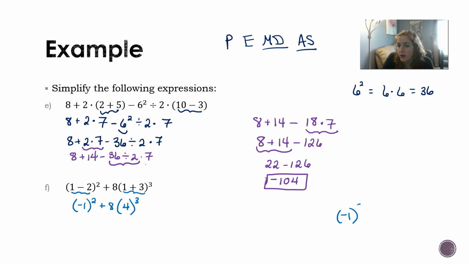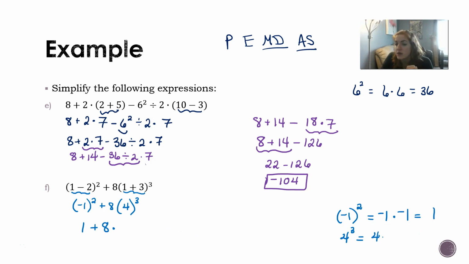So negative 1 squared, that means that we need to take negative 1 and multiply it by itself, negative 1 times negative 1, which actually ends up turning it into a positive 1. 2 negatives multiplied turn into that positive. So this becomes positive 1 plus 8 times 4 cubed. We have to simplify the exponent first, so we've got to do that 4 cubed first before we move on to multiplication.